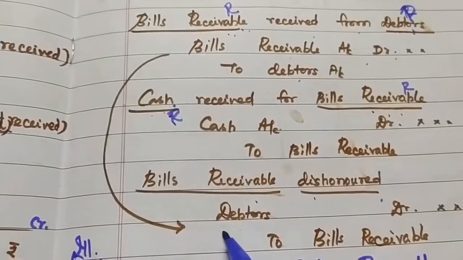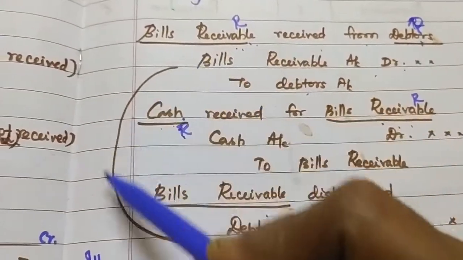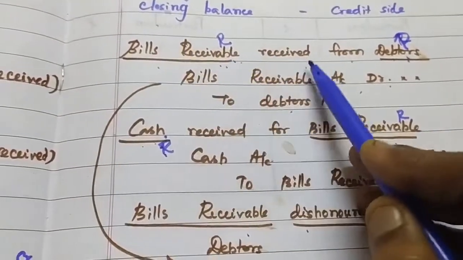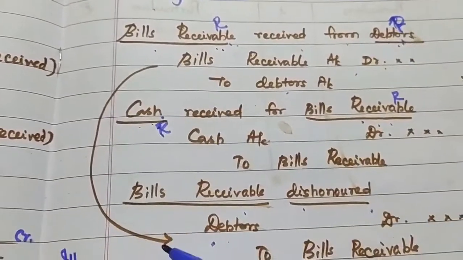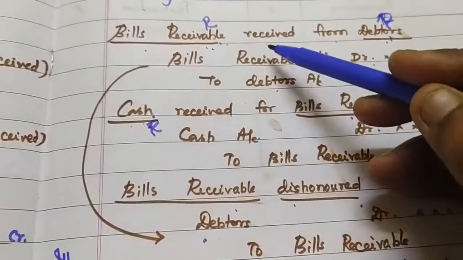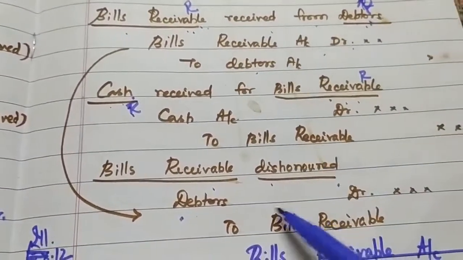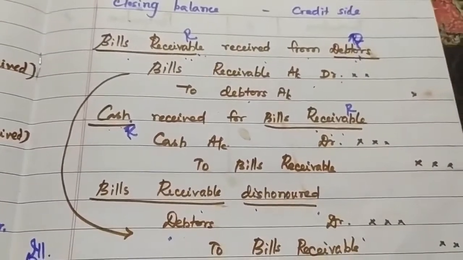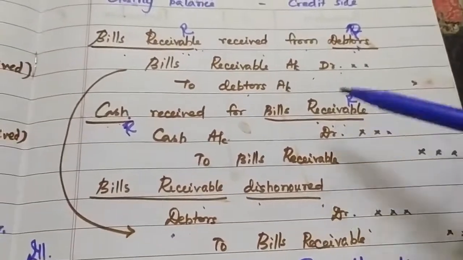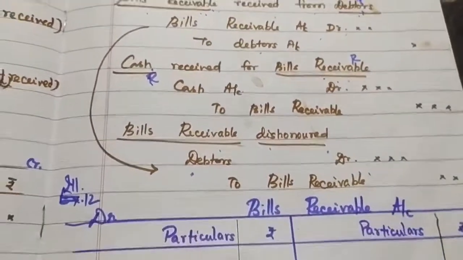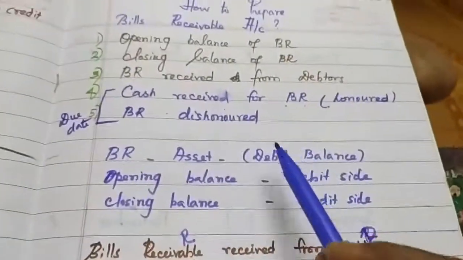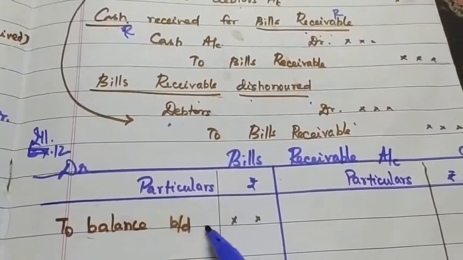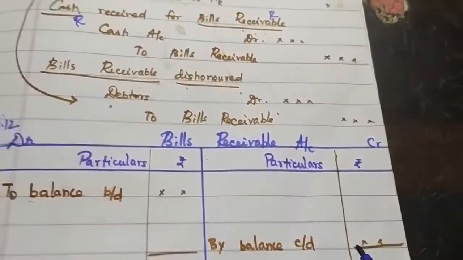And then bills receivable dishonored, that is when cash is not received for bills receivable. For this, what is the journal? The first journal is to be reversed, that is, bills receivable received from debtors is there. That is to be reversed. So debtors to bills receivable. That is the journal. Now you have understood the journal. These journals can be posted in bills receivable account. In bills receivable account, we said opening balance on the debit side, closing balance on the credit side.